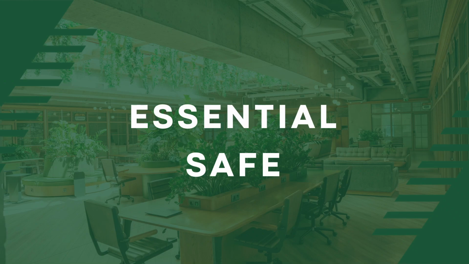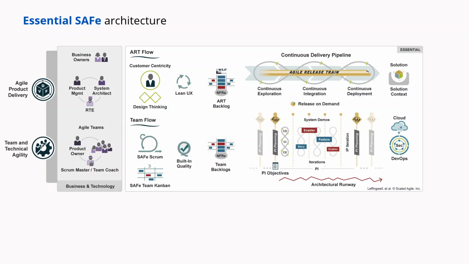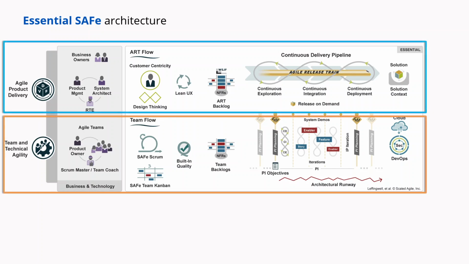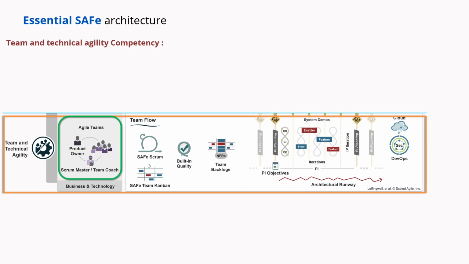Let's get started with the essential SAFe. The essential SAFe architecture contains 2 levels, the team level and the ART, or the Agile Release Train, level. Starting with the team level, we have the team and technical agility competency.